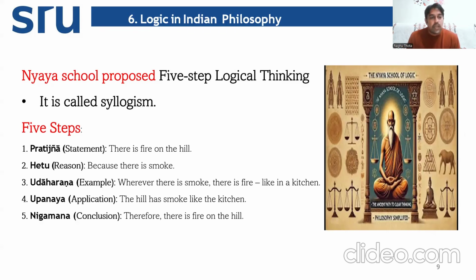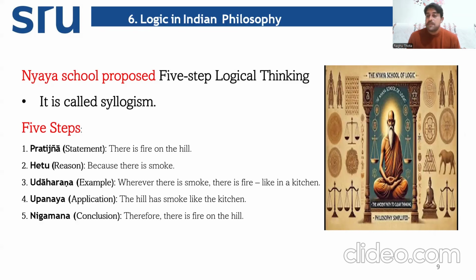Then you are going to give Udāharaṇa, that is, an example. What example are you giving to convince them there is a fire on the hill? While I was working in the kitchen, there is a fire, and the fire leads to smoke. Okay, this is an example. Whenever there is a fire, there is a possibility for smoke, which I observed in the kitchen. I'm giving an example to convince with my logic. It is right. And now I have to apply that to the situation.